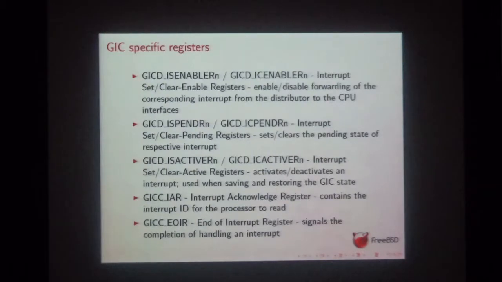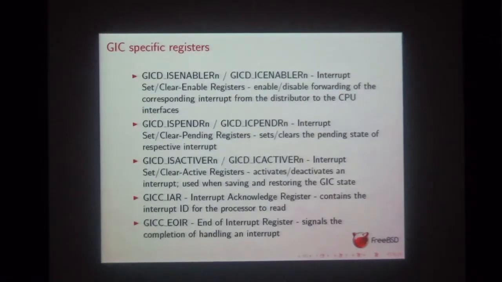Then we have the registers GICD_ISPENDR and ICPENDR, the interrupt set and clear pending registers. Basically, we set or clear the pending state of the respective interrupt. The fourth one is the active register. Sorry, it's the one that activates and deactivates an interrupt. You'll see that we are using this whenever we want to save or restore the GIC state. I'll present later what this means and where it's used in virtualization.